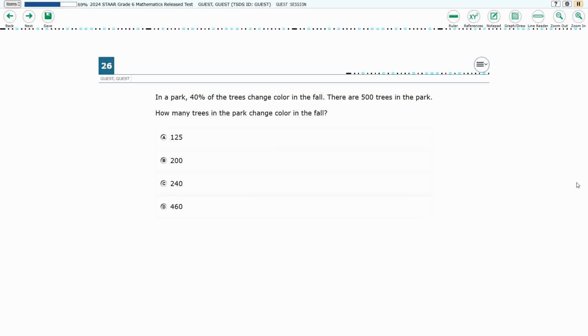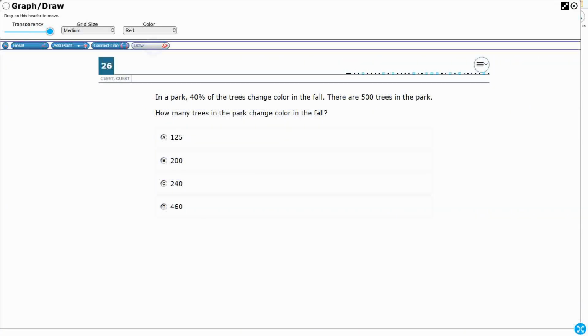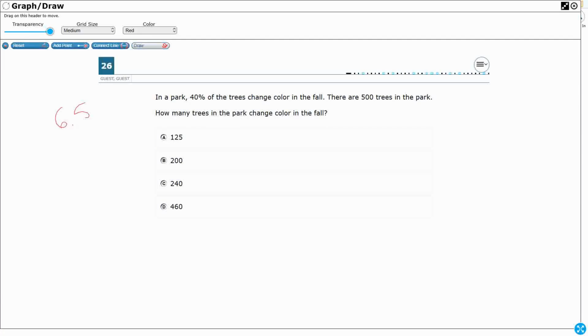For number 26, we are looking at wholes, parts, and percents. This is standard 6.5b. We've got a problem situation here. We've got a park. 40% of the trees change color in the fall. So you've got 500 trees in the park. How many trees in the park change color?